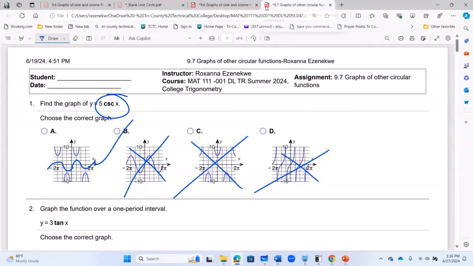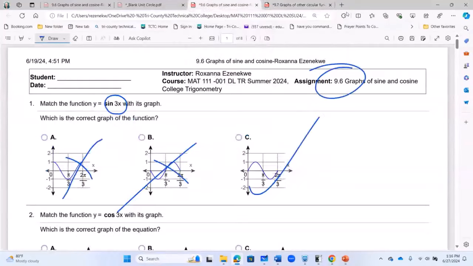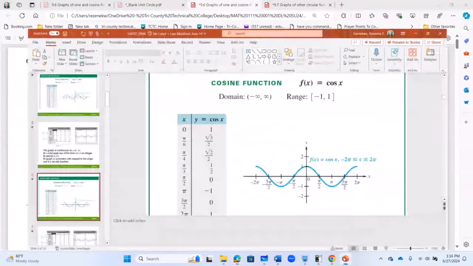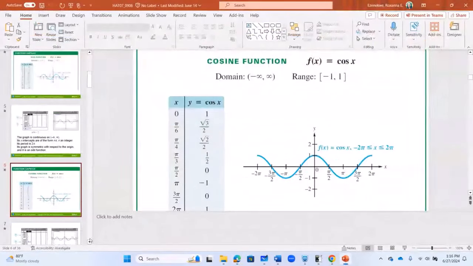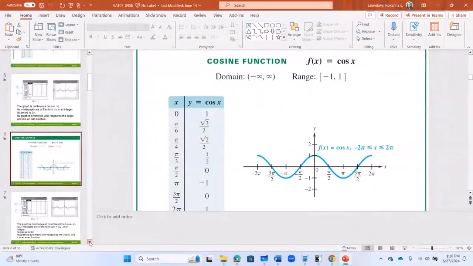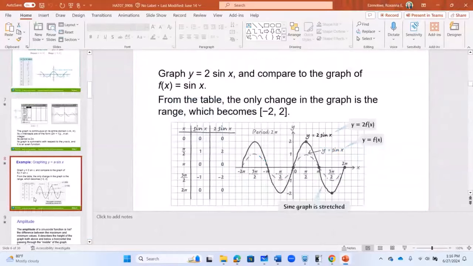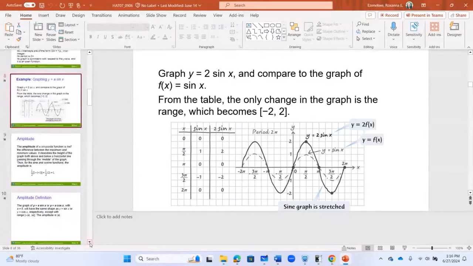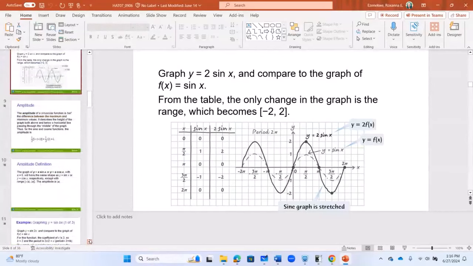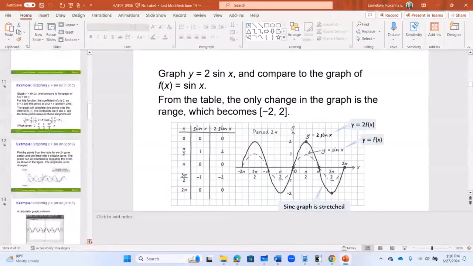Okay, so what other properties do they have? Let's go to the PowerPoint. We want to know what other properties they have. Look at this one. There's something we call amplitude, period, and phase shift, and we're going to go there later on. But for now, the simple sine and cosine curve is what we are interested in.